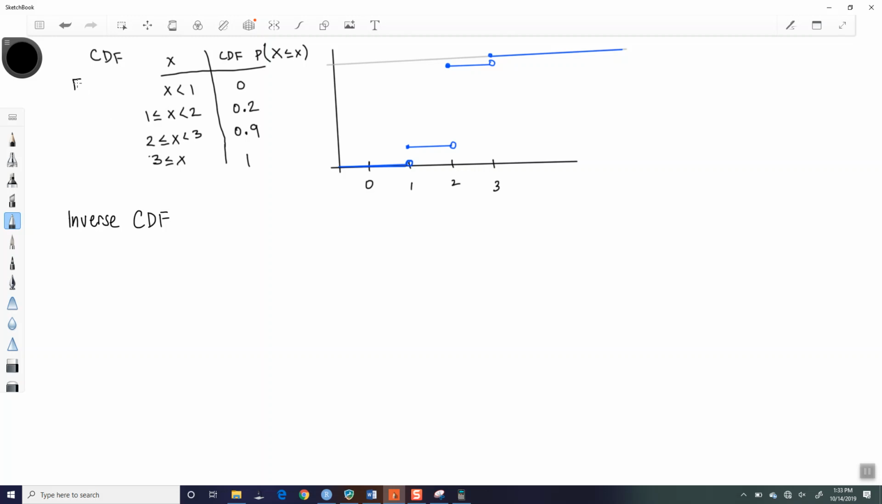So this is kind of our x, and now we've got, okay, and all right, so the equation is that the inverse is going to be the minimum value of t such that the CDF of t is greater than or equal to the u that you plugged in.